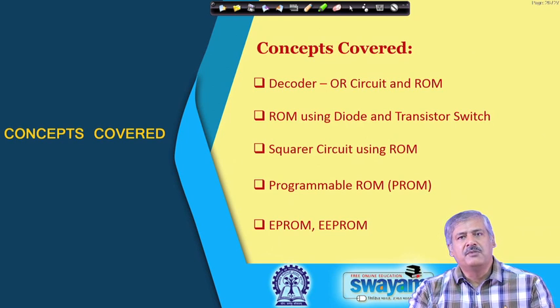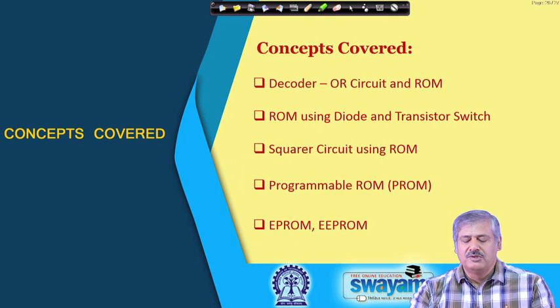Essentially this ROM is a combinatorial circuit. So, we can have several combinatorial circuits designed very easily using ROM. Examples will be given for a square root circuit, but one can develop many other circuits following the same design philosophy. And at the end we shall discuss programmable ROM and its different varieties.